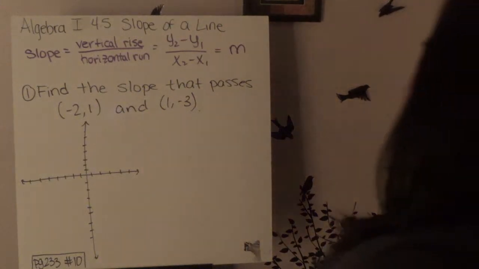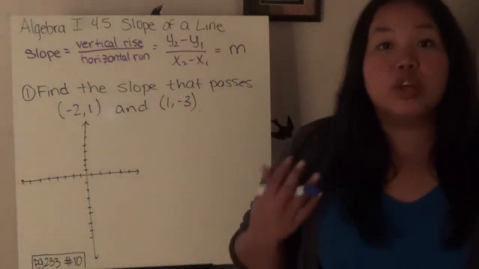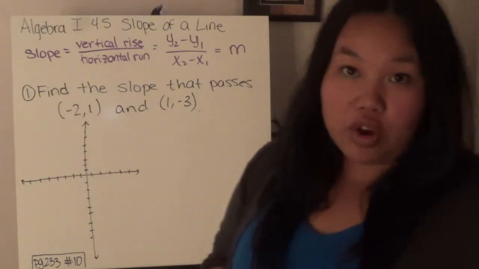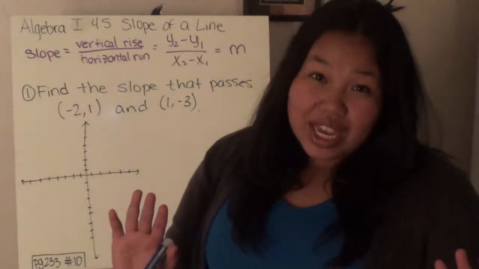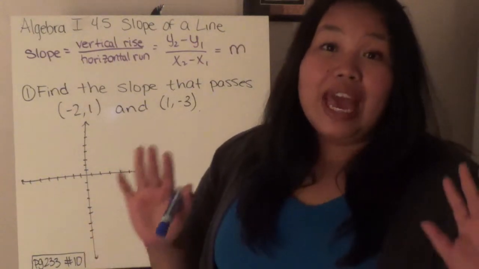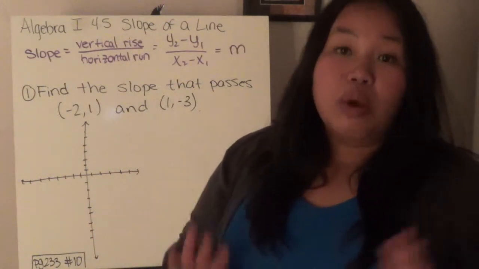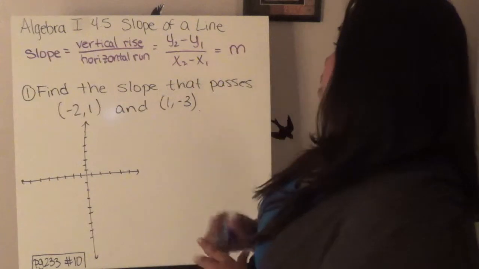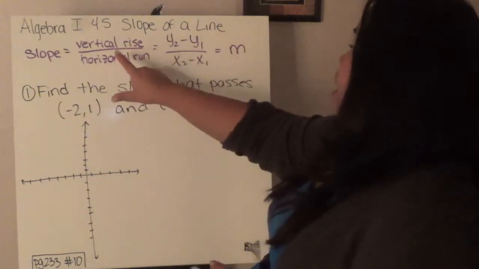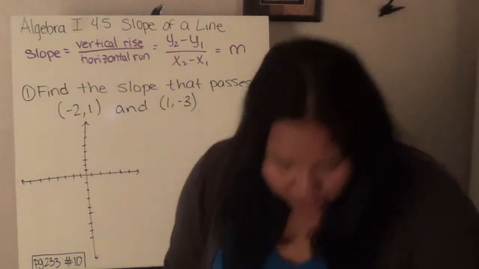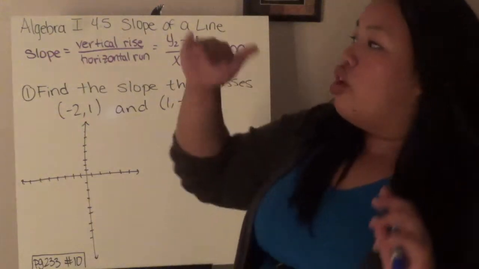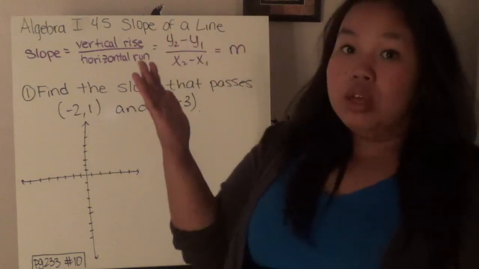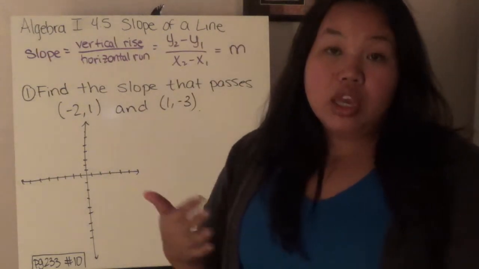In Algebra 1, section 4.5, we're dealing with slope of a line. This is a very powerful equation. You're going to need it throughout the rest of your education when it comes to math. The SAT is going to assume you know it, so make sure to memorize this equation. The slope of a line is vertical rise over horizontal run. Basically, it means how much something goes over and how much something goes up. It's a movement.